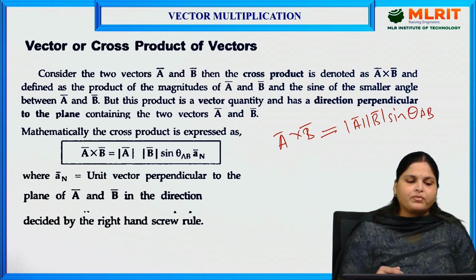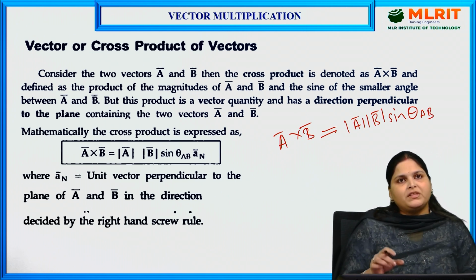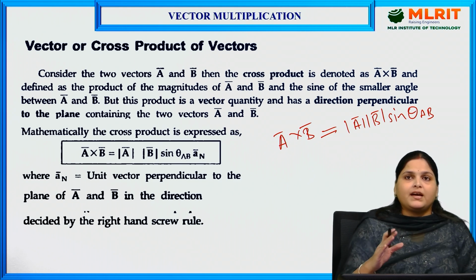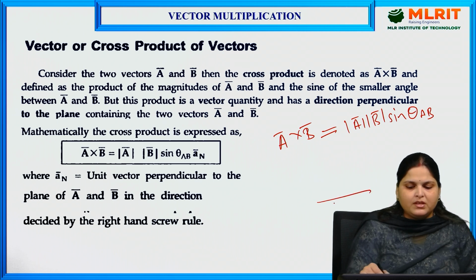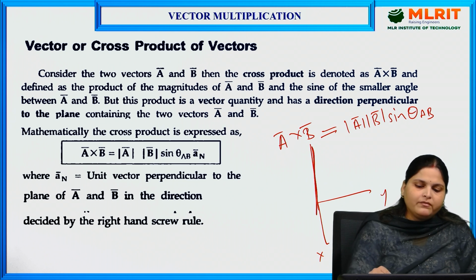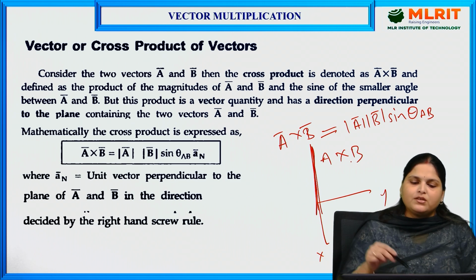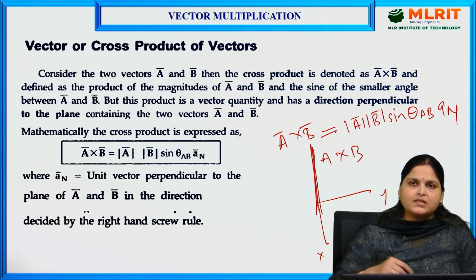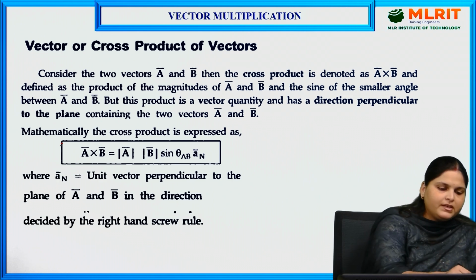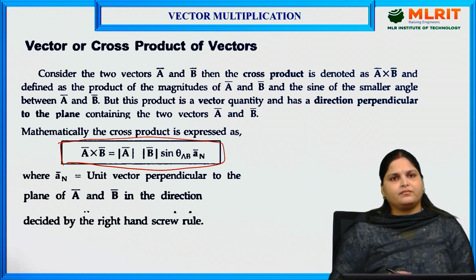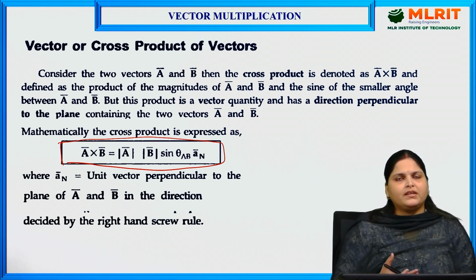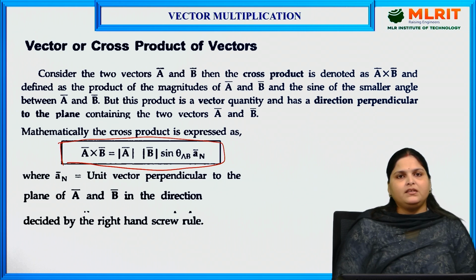The cross product is also the vector product, so its direction will be perpendicular to the plane containing both vectors. Suppose these are two vectors, this is the x direction, this is the y direction, so their cross product will always be perpendicular to them. This will be A cross B. So direction also we have to write, which can be written as an. So the cross product A cross B is equal to mod A mod B sine theta an, right? And the direction can be decided by the right hand screw rule.